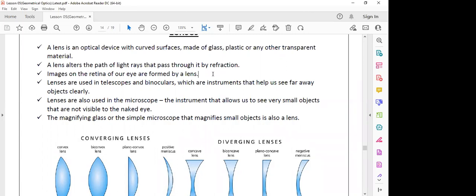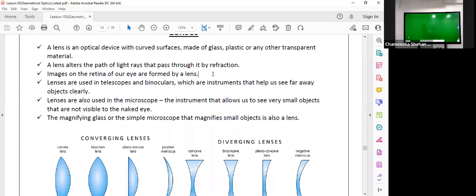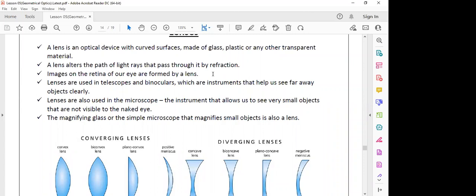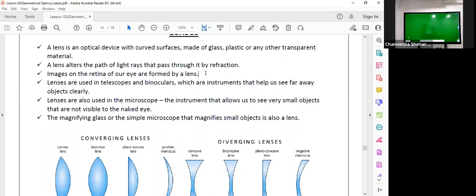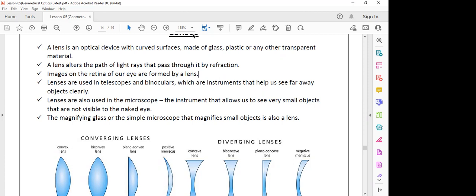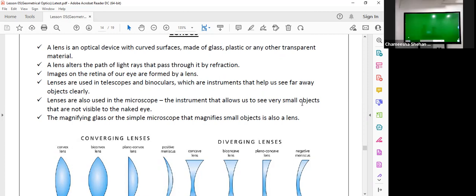Lenses are used in telescopes and binoculars, which are instruments that help us to see faraway objects clearly. Lenses are also used in microscope, the instrument that allows us to see very small objects that are not visible to the naked eye. Magnifying glass or simple microscope that magnifies small objects is also a lens. In this magnifying glass or simple microscope is the hand lens, within brackets, right? Hand lens.